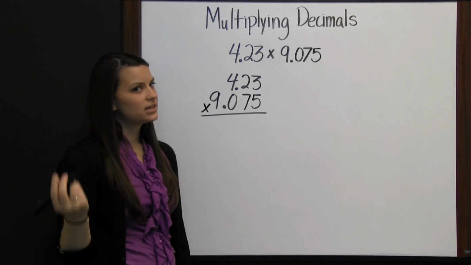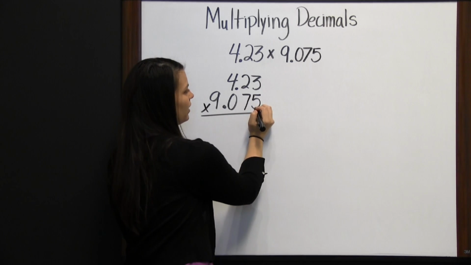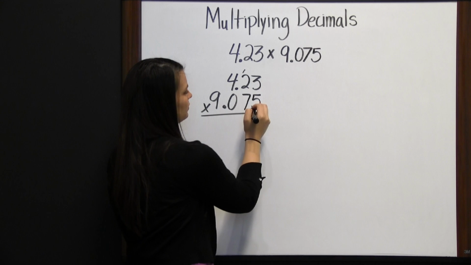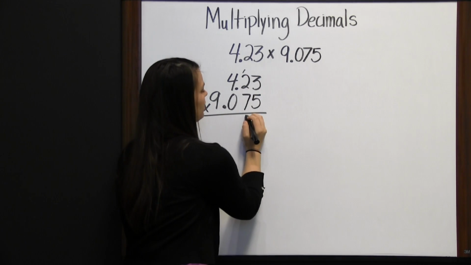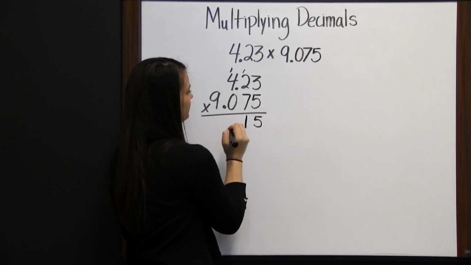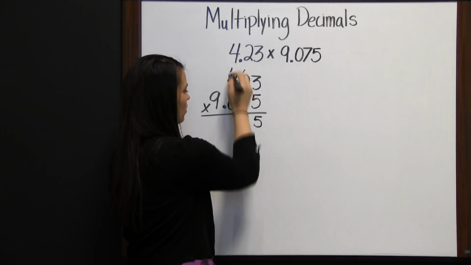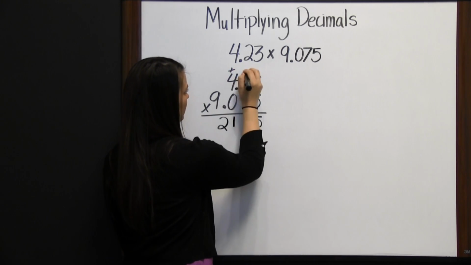Now we multiply just like we multiply whole numbers. So starting with 5, 5 times 3 is 15, carry the 1. 5 times 2 is 10, plus 1 is 11, carry the 1. 5 times 4 is 20, plus 1 is 21. And then I'll get rid of these.